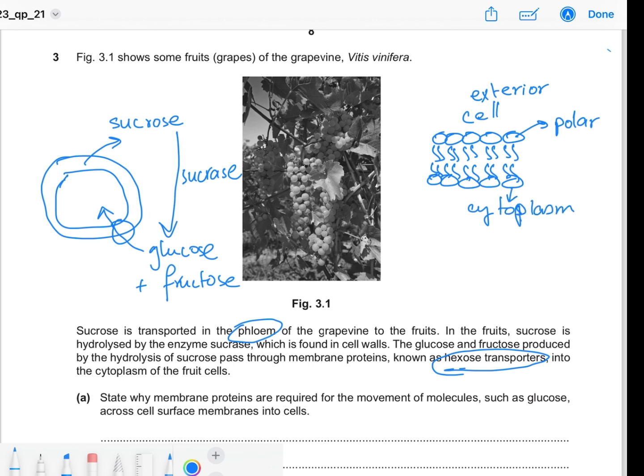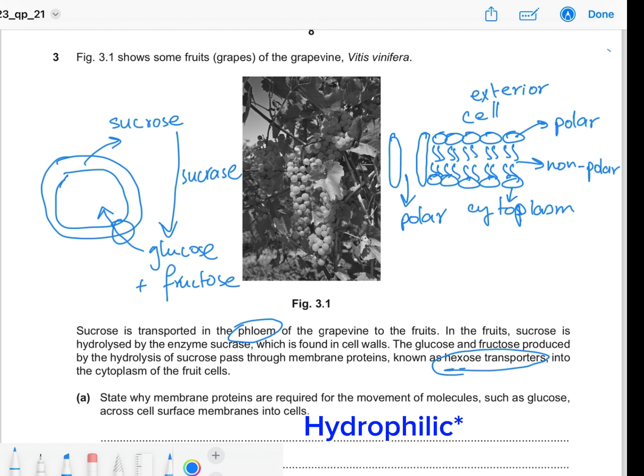heads. And then you have the hydrophobic or non-polar interior of the membrane, which will not allow polar molecules like glucose and fructose to pass through it. It will only allow small molecules like water and non-polar molecules like carbon dioxide and oxygen to pass through by diffusion. What you'll need for polar molecules like glucose is a transport protein which will provide a hydrophilic or polar pathway for them.